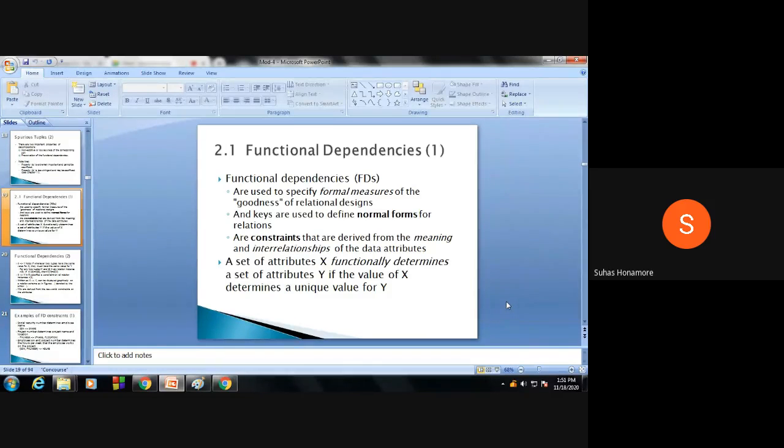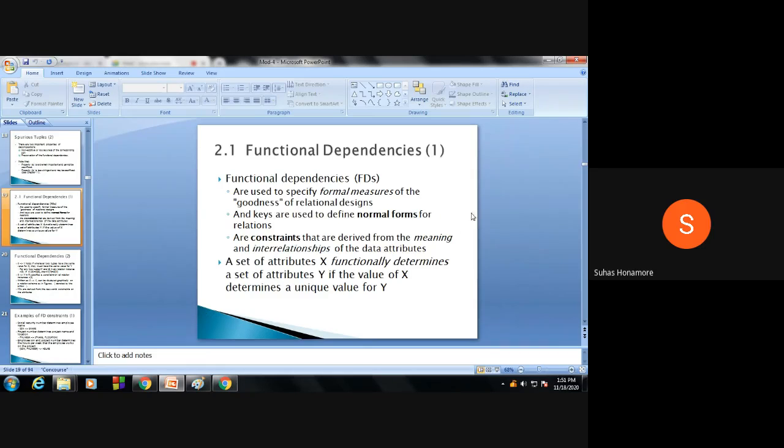Hi all. Now we'll go ahead with our next topic, that is functional dependencies. Here in normalization, this functional dependency is required. Depending on these things only, we decide whether it is normalized or not, which we study in normal forms. What is functional dependency?